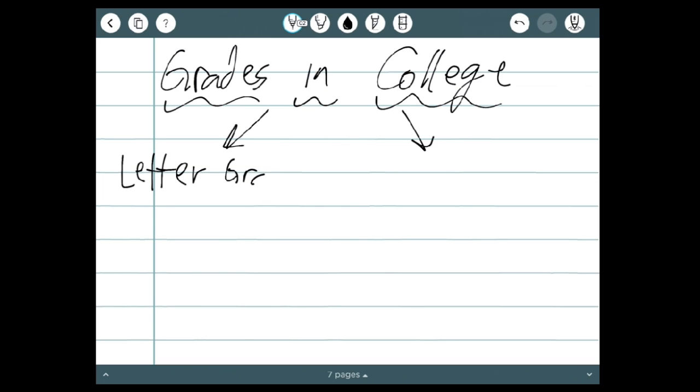And what I mean by letter grade is, you'd get something along the lines of an A plus, all the way down to an F. You'd actually get a letter grade, much like you did in high school. You can get A, B, C, D, and F.